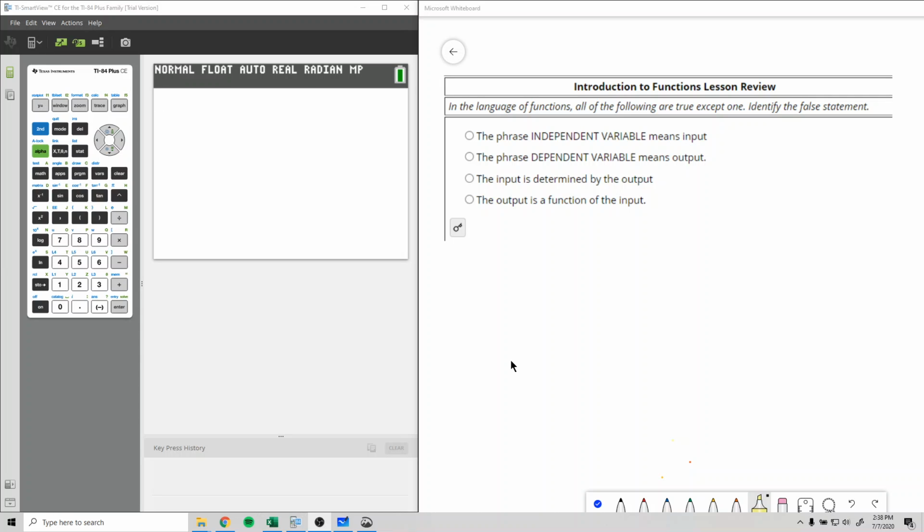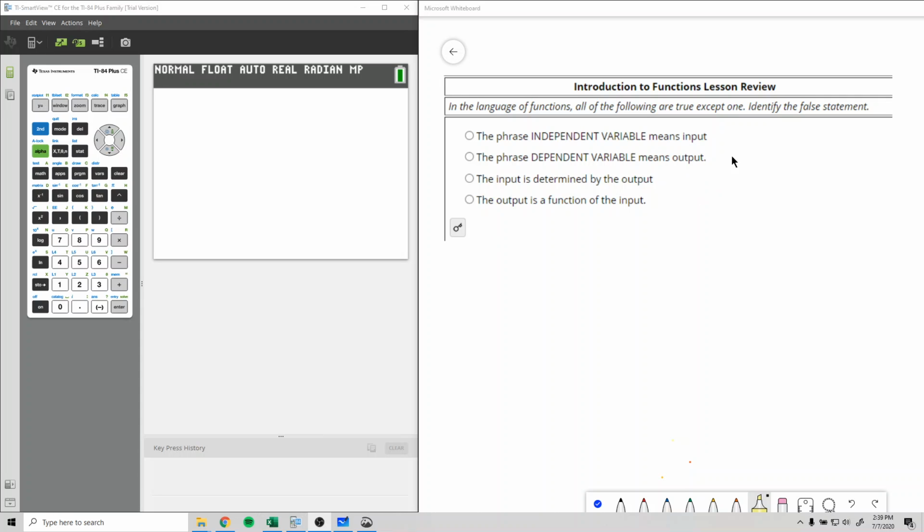Now the last one we have here in this introduction to functions is just practicing it more. So it says in the language of functions, all of the following are true except one. Identify the false statement. Now the first two are true.